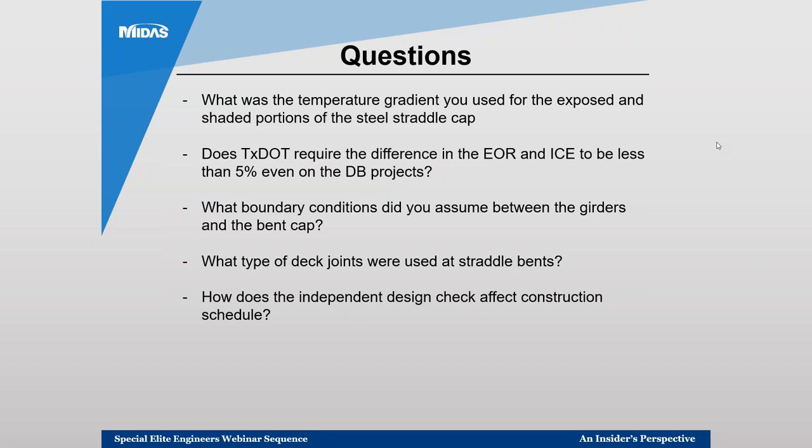Independent design time was taken into account in our initial design schedule. And typically we didn't have any issues. Most of the time our design met the 5% criteria. There were only a few instances where we had to go back and forth between the engineer of record and the independent engineer. But overall, I don't remember it affecting any construction schedule.